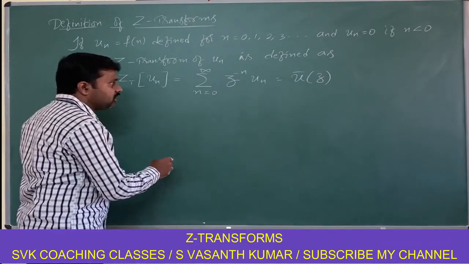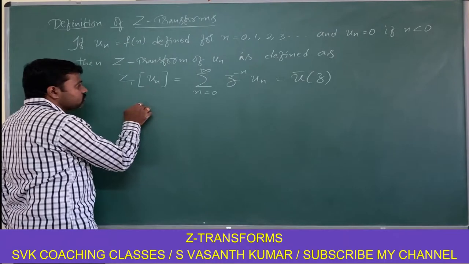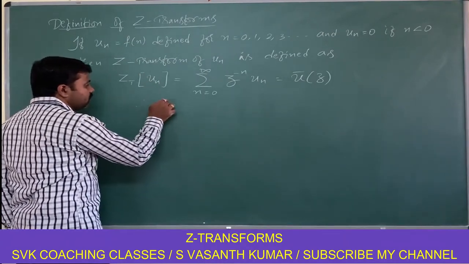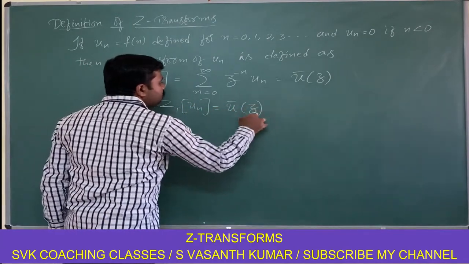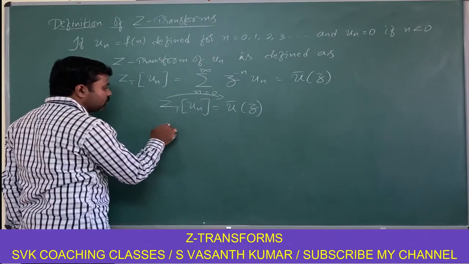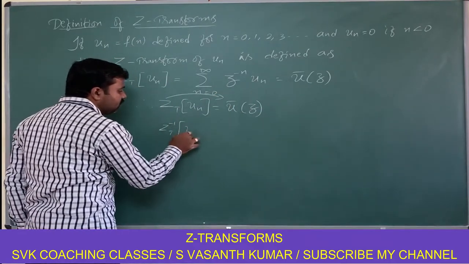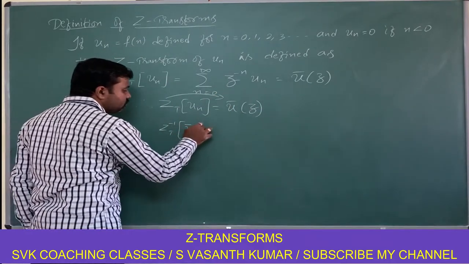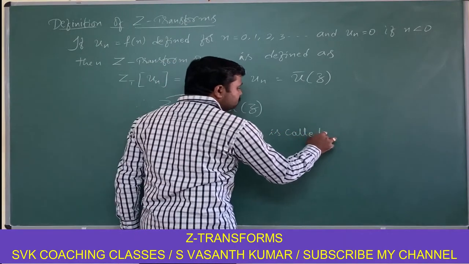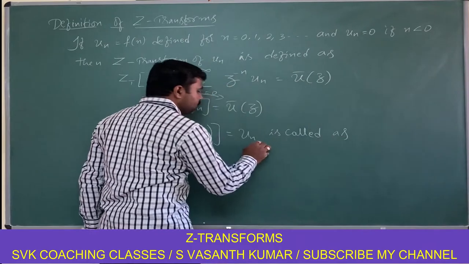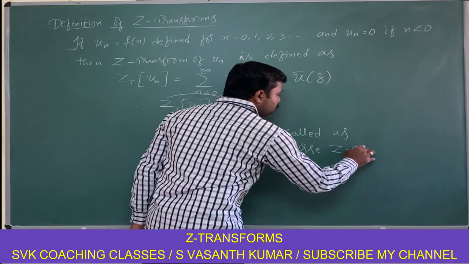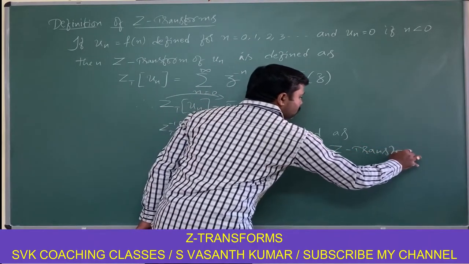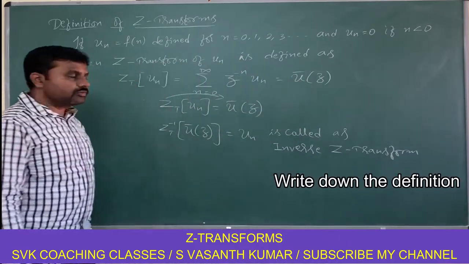Next we will study another definition called inverse Z transform. Here Zt of u_n is u bar of z. Now transfer this Zt to the right hand side. You are going to get Zt inverse of u bar of z is equal to u_n. This is called the inverse Z transform.